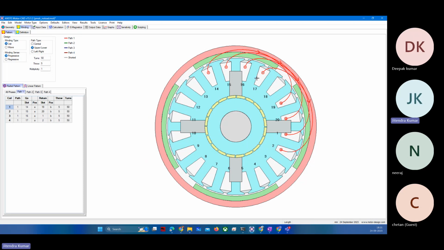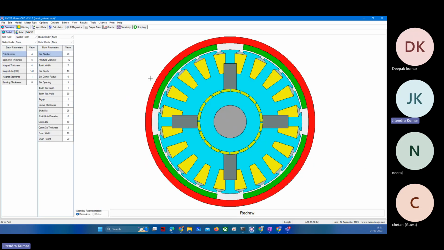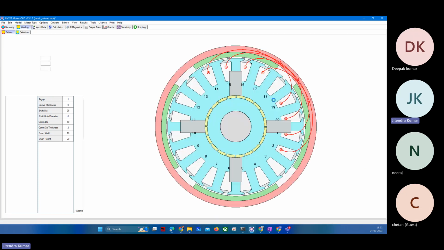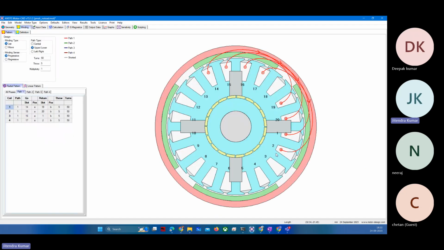So this overhang or coil pitch is nothing but your slots per pole. You can see how many slots and how many poles. Poles we can easily figure out: there are 4. And the number of armature slots, if you count, you will find there are 20, right? If you do 20 by 4, that equals 5, and that's the way we wind.